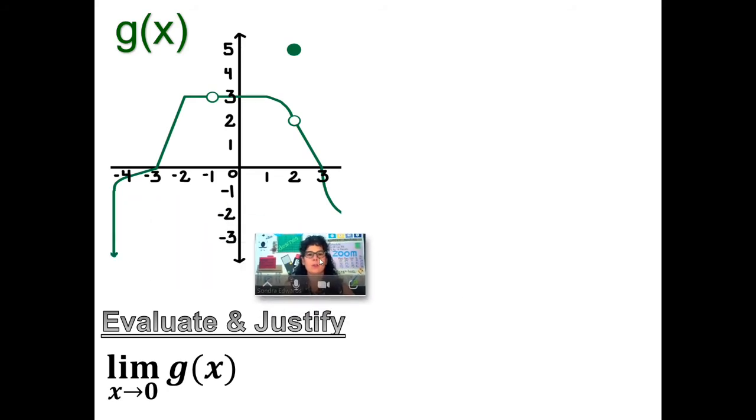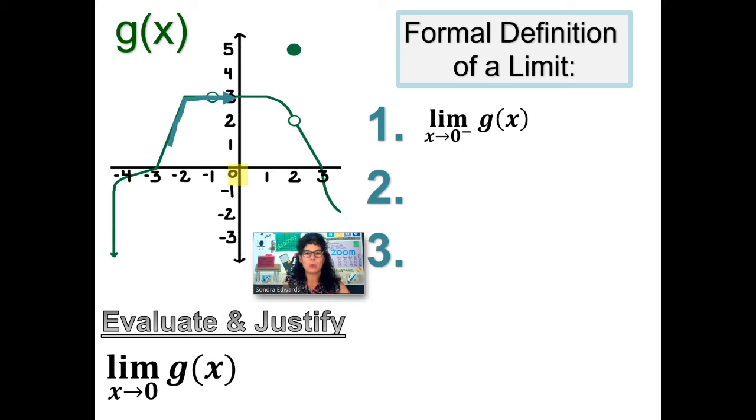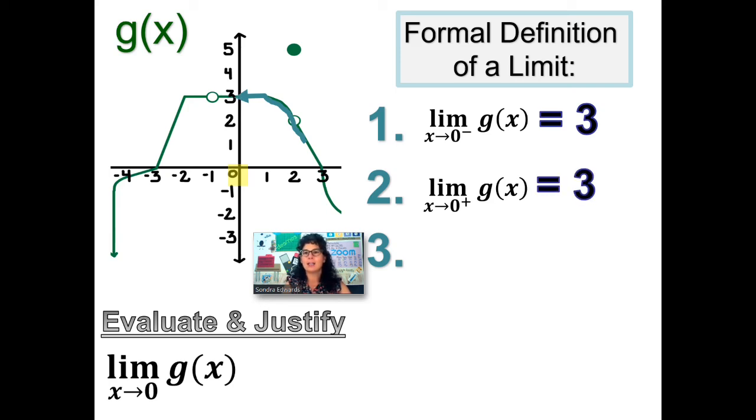All right, so 3 steps. Step number 1, the limit as x approaches 0 from the left of g of x. Coming in from the left, getting closer and closer to x equals 0, we're headed to a height of 3. And then the limit as x approaches 0, coming in from the right, we are also headed to a height of 3. And so the limit from the left is the same as the limit from the right. Notice that notation, and I need to be specific and say 3 equals 3.